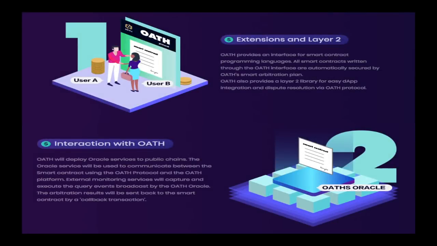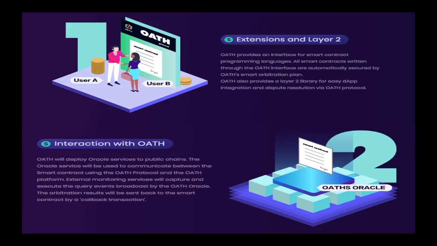So you have extensions in layer 2. Oath provides an interface for smart contract programming languages. All smart contracts written through the Oath interface are automatically sourced by Oath's smart arbitration plan. Oath also provides a layer 2 library for easy debt integration and dispute resolution via Oath protocol.